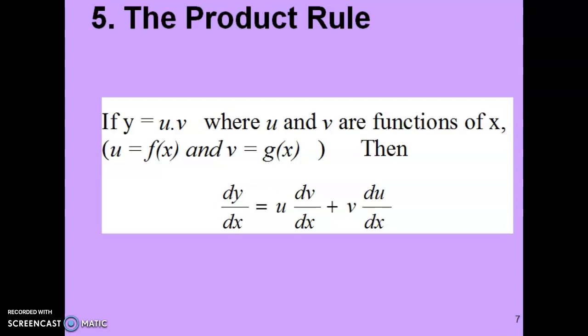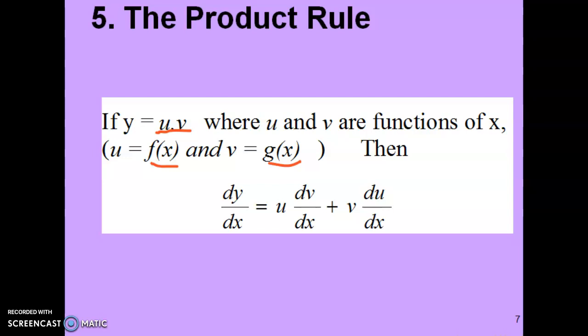We have two functions which are multiplying each other. We have maybe 2x multiplied by 3x, although that one you can multiply simply and then differentiate. But there are some serious situations where it doesn't make sense to multiply. Let us see what you will do. y is equal to u multiplied by v. Then u is a function, v is also a function. How do you do it?